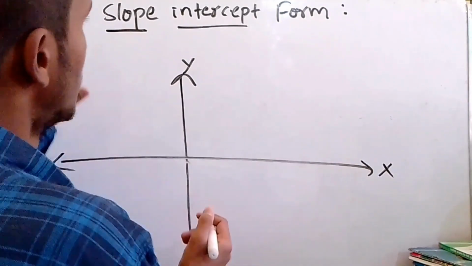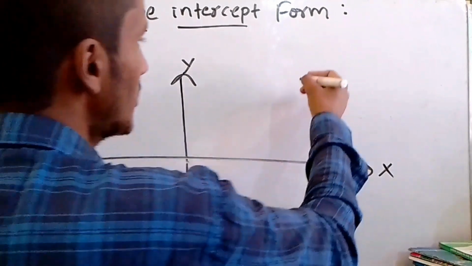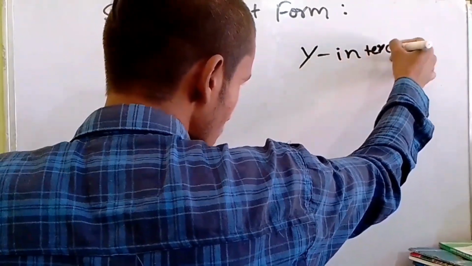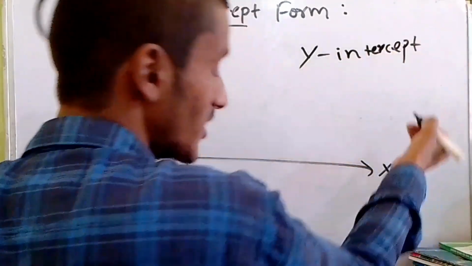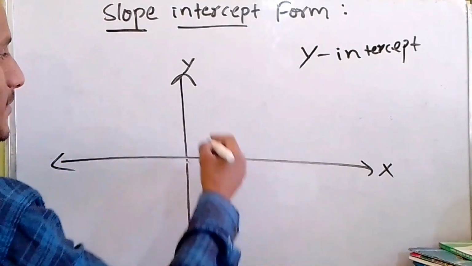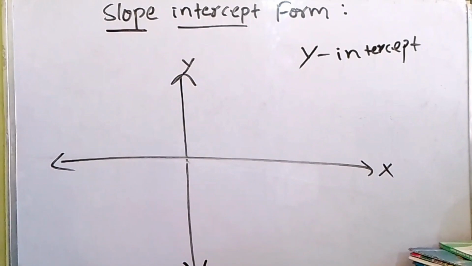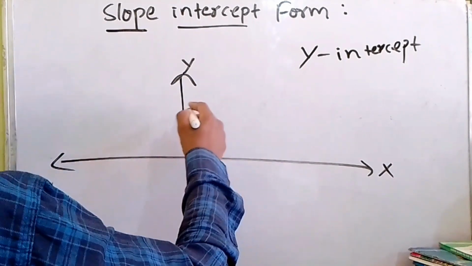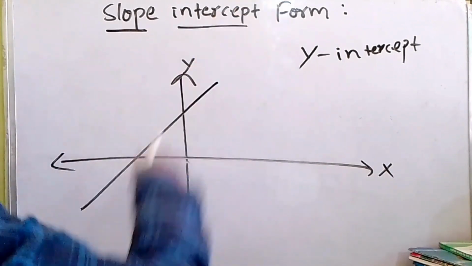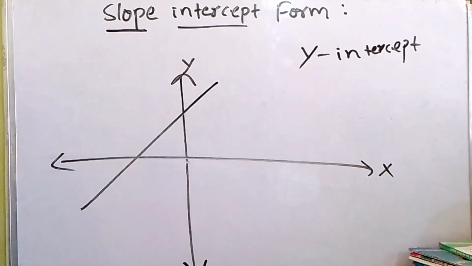You're going to have either the x-intercept or the y-intercept given. Let's suppose that the y-intercept is given, because in most cases we deal with the y-intercept. The y-intercept means where the straight line cuts the y-axis. Let's suppose the straight line is like this, having a positive slope. If you have this kind of inclination, it's a positive slope.